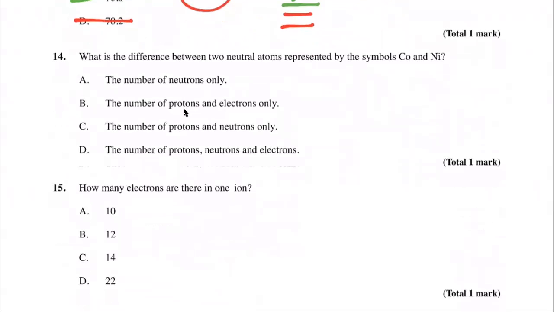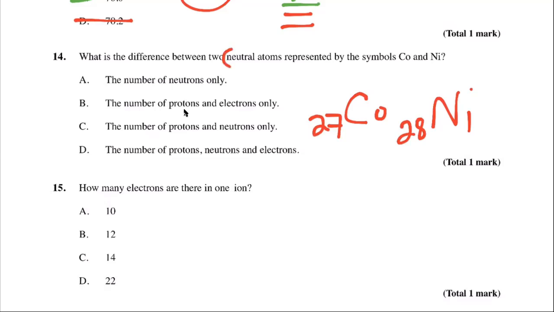All right, 14. What is the difference between two neutral atoms represented by the symbols Co and Ni? So Co is going to be cobalt, Ni is nickel. So if we look them up on the periodic table, they're different elements, obviously, so they have different atomic numbers. So cobalt, if you look it up, its atomic number is 27, and nickel is 28. So what's the difference between them, do you think? And notice it says neutral atoms.